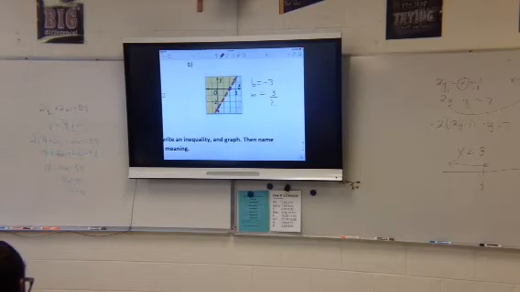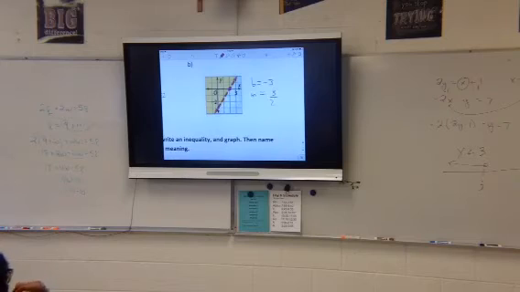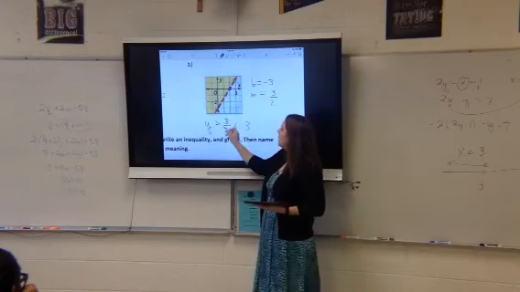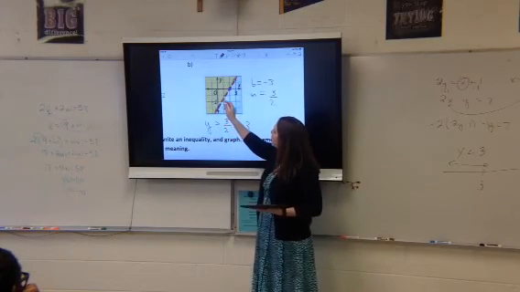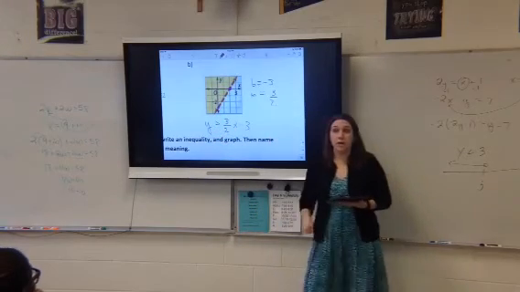Does anybody want to try to write the inequality for me? Okay, Nigel, what do you think? y is greater than 3/2x minus 3. Okay, I like 3/2 x minus 3. And let's see here. Dotted line, so dotted line means no equal sign. And if we're shading up, up means greater. That looks great. Okay, good job.